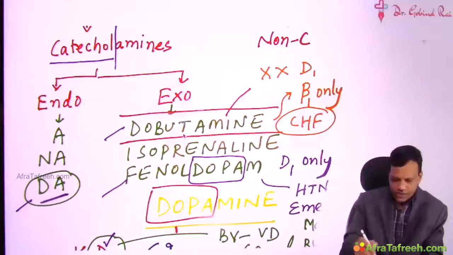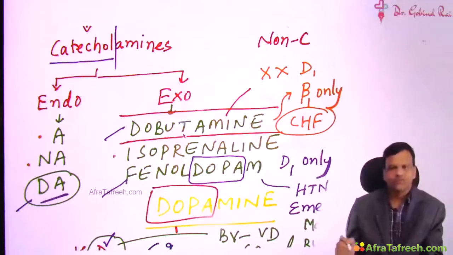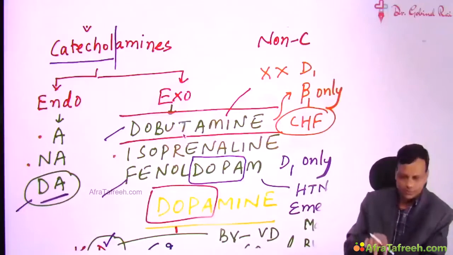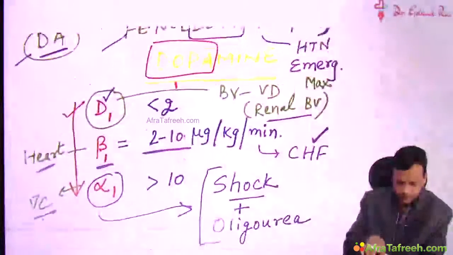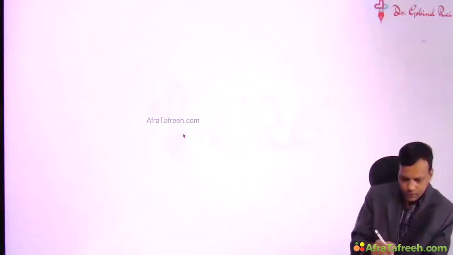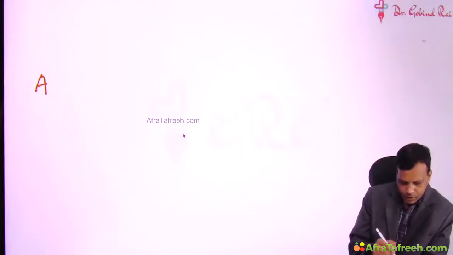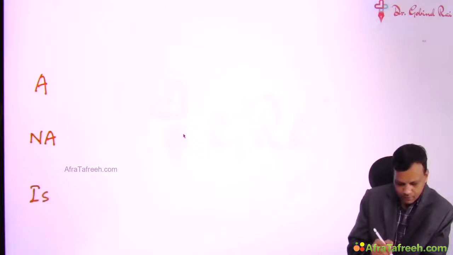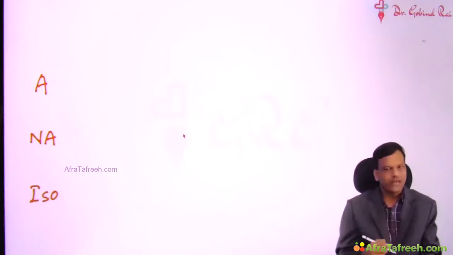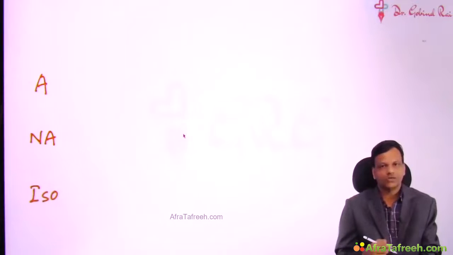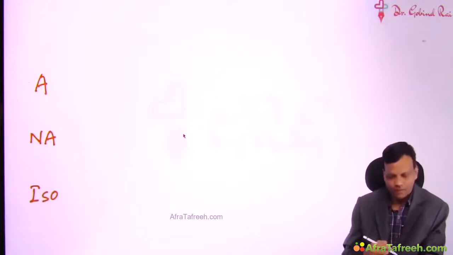Now we are left with three drugs in this category. These are adrenaline, noradrenaline and isoprenaline. We will cover all three drugs together. Adrenaline is also called epinephrine. Noradrenaline is also called norepinephrine.